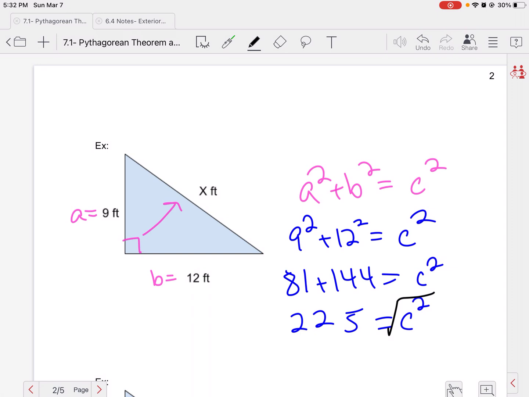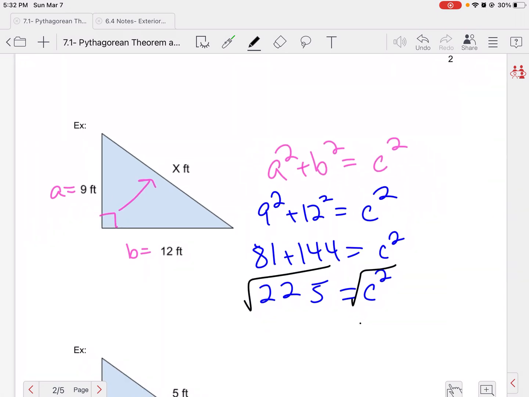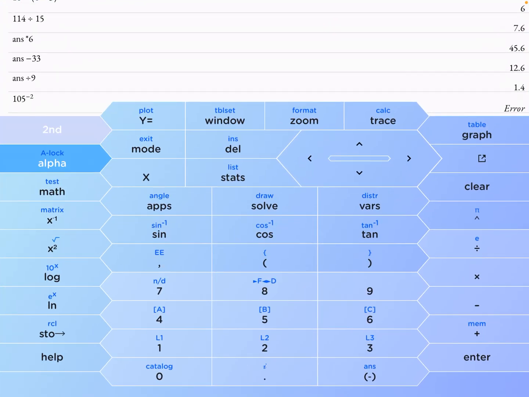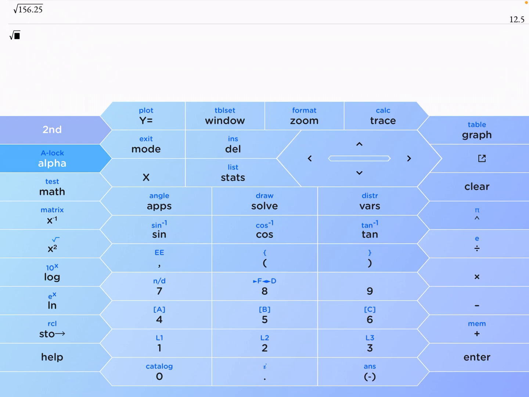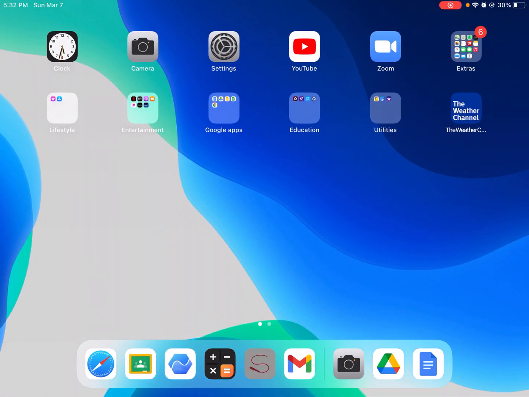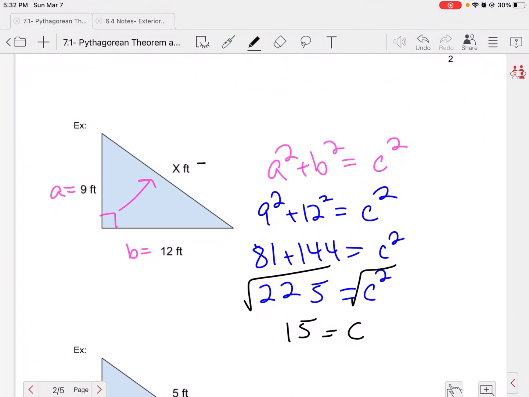Okay? And if we take the square root of 225, that would be 15. Okay? And again, you can type it in the calculator. I can show you again how I did it. So I did second square root 225, and we get 15. So that one was a really pretty one. Okay? So again, x is 15.